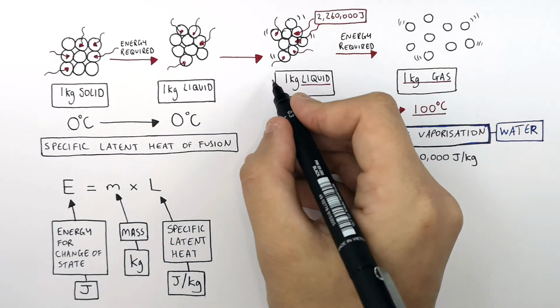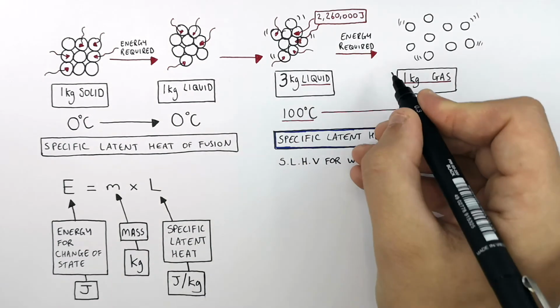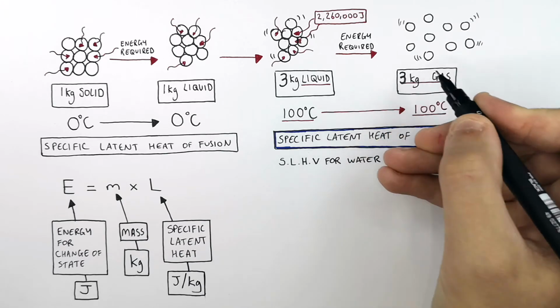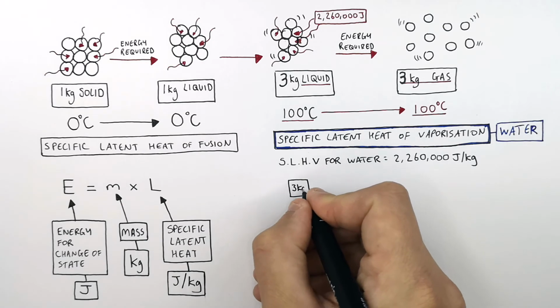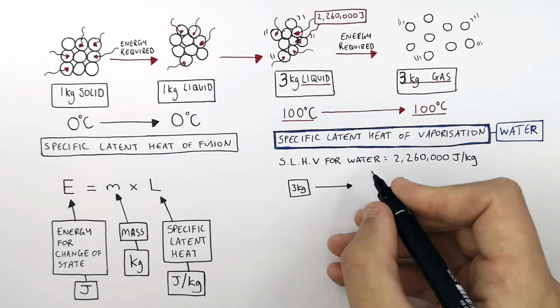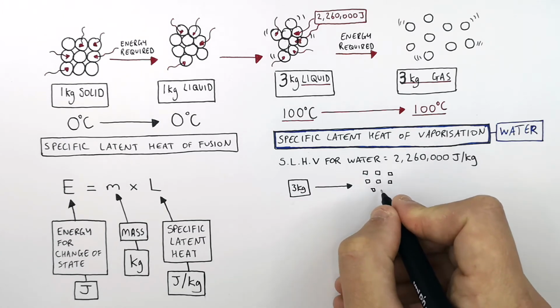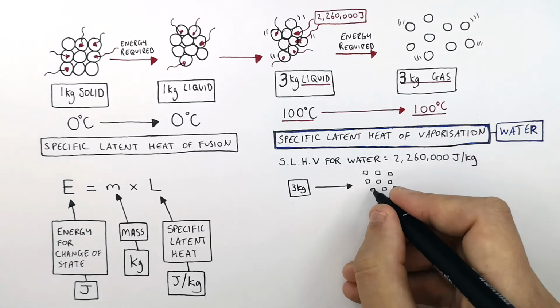How much energy is required to change the state of 3 kilograms of the liquid into 3 kilograms of gas? As you can see here, this is 3 kilograms representing the liquid water. And how many joules of energy is required to be transferred into the 3 kilograms of the water to change the state of the water to a gas, but without changing the temperature?